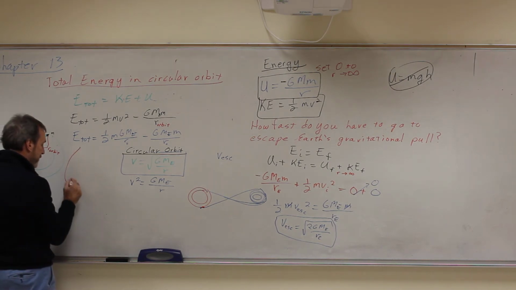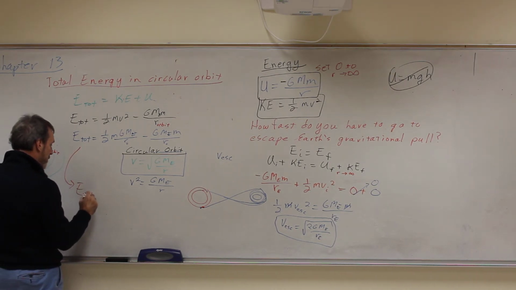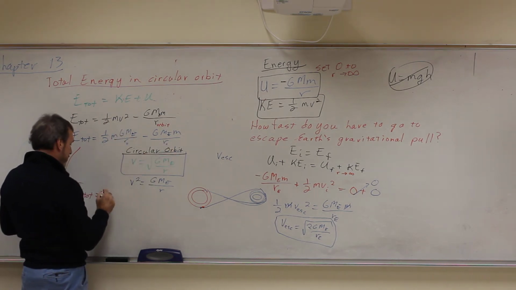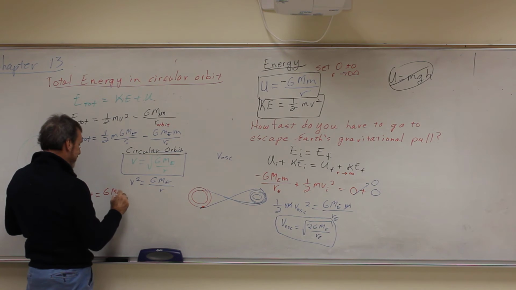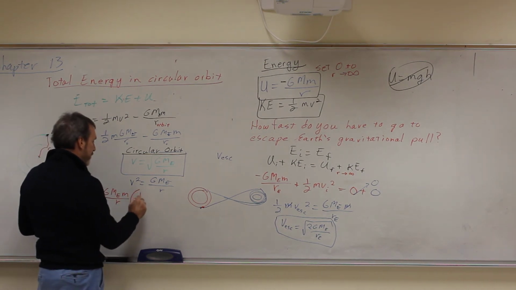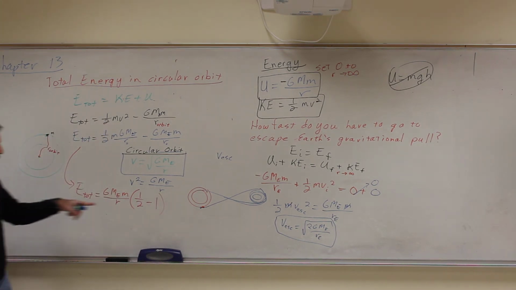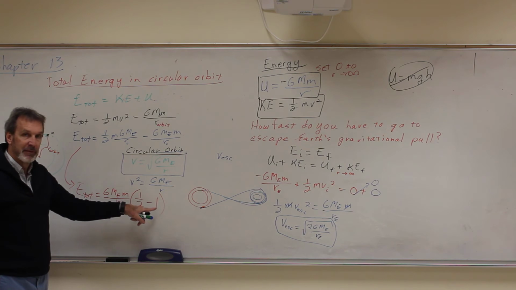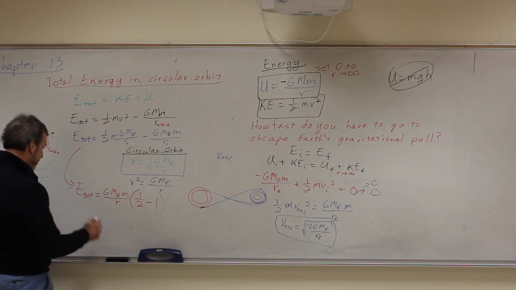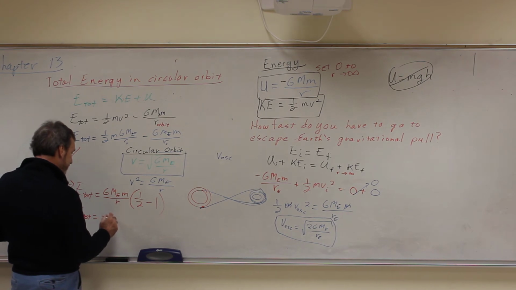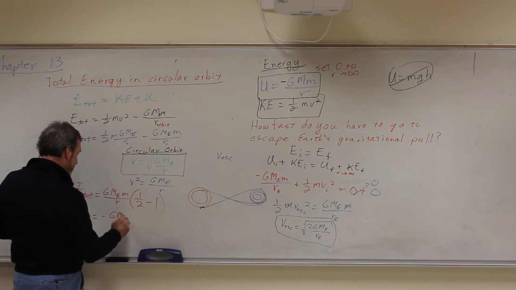Stay with me. Go down here. Look, these have in common a G Me m over r, so I'm going to pull that out. So I have G Me m over r times 1/2 minus 1. What's 1/2 minus 1? Minus 1/2. So the total energy in the orbit is minus G Me m over 2r.